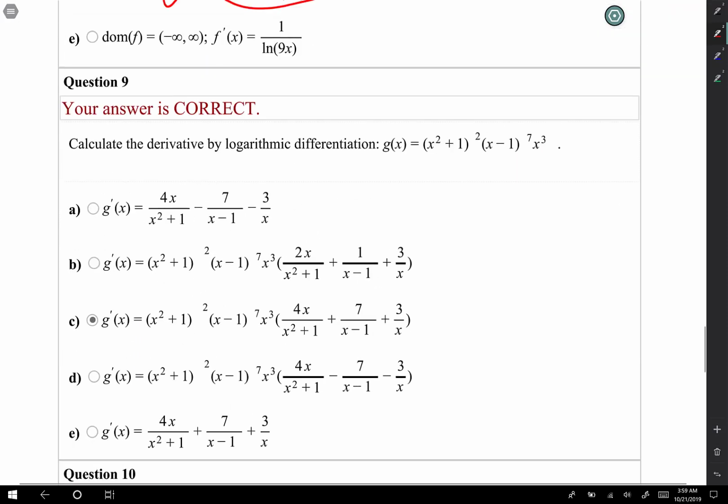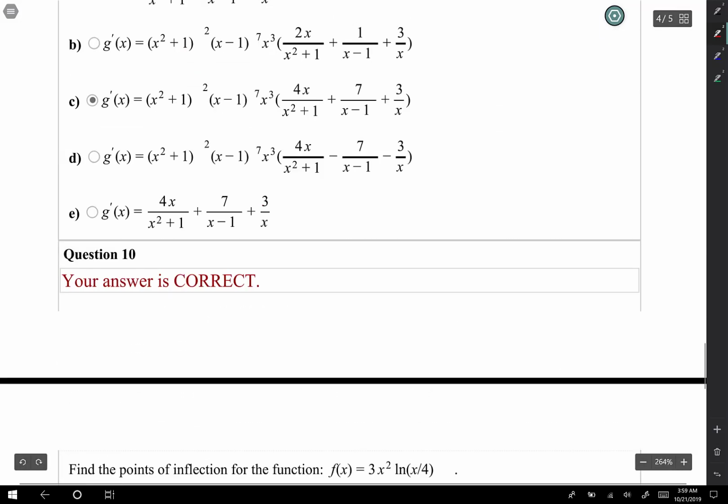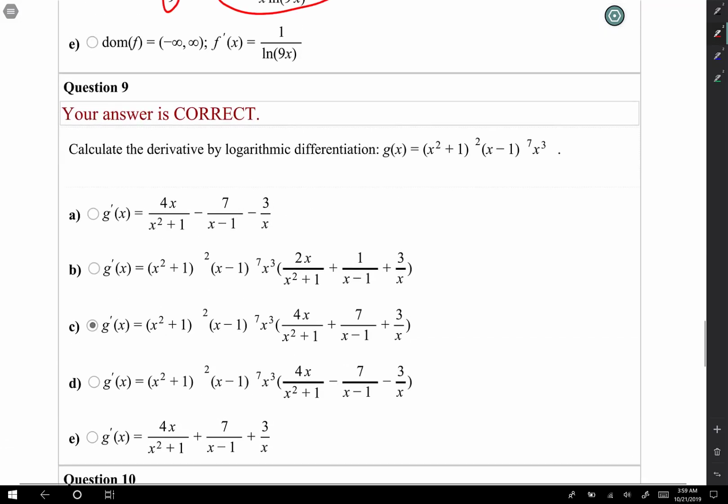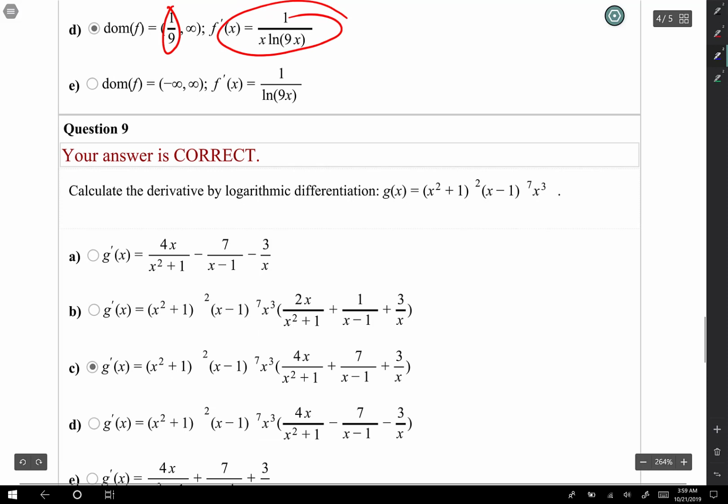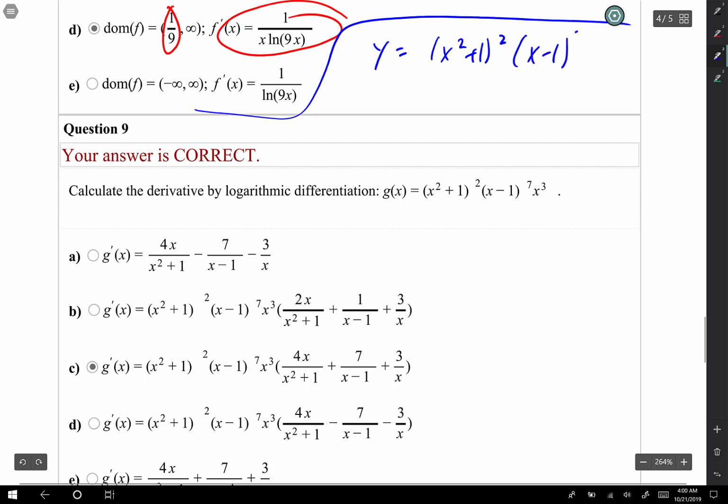Alright, by logarithmic differentiation, I think I have enough room. Yeah, I think I'll start right here, guys. I'm going to do it in blue. Alright, so first thing you do, I'm going to turn this into y equals x squared plus 1 squared, x minus 1 to the 7th, x cubed. And it says logarithmic differentiation, so take a derivative by doing ln and ln.